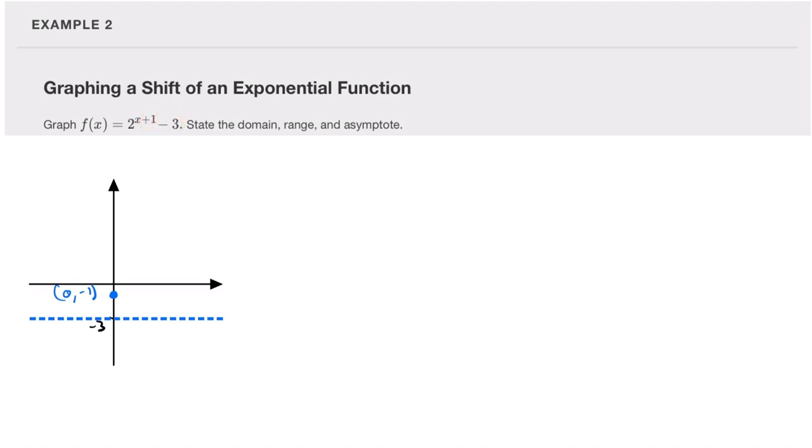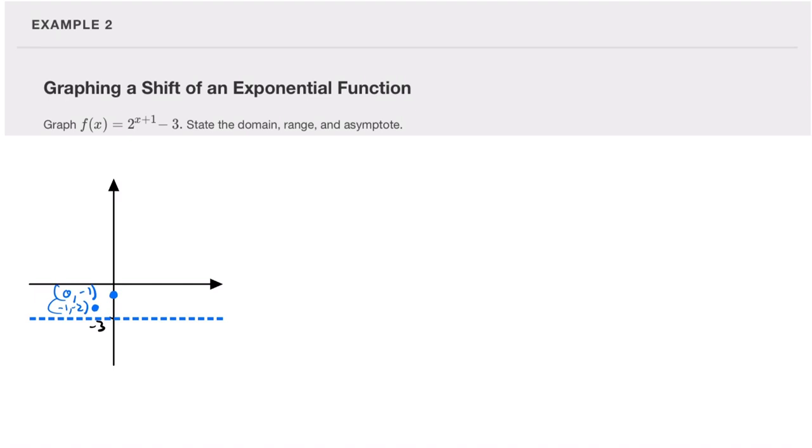So, for instance, let's choose when x is -2. We're going to have 2 to the -1, that's going to give us something weird. Not -2, sorry. When x is -1, we get 2 to the power of 0, which is 1. 1 minus 3 is -2, right? So when x is -1, y is -2, so that puts us about here. Let's also do when x is 1.